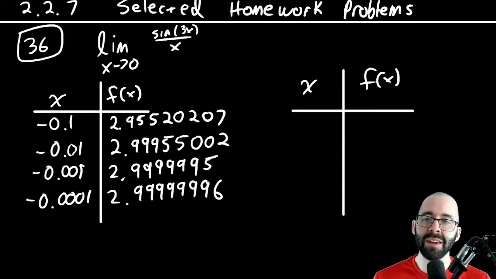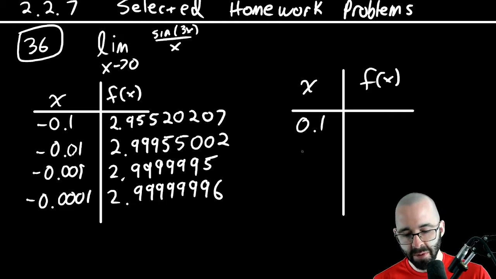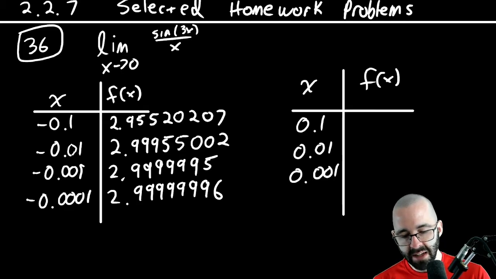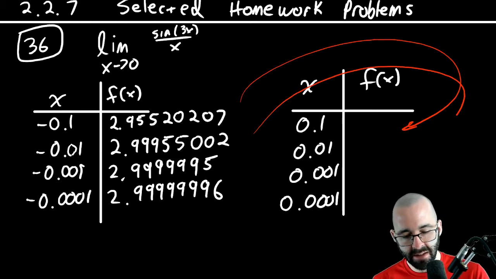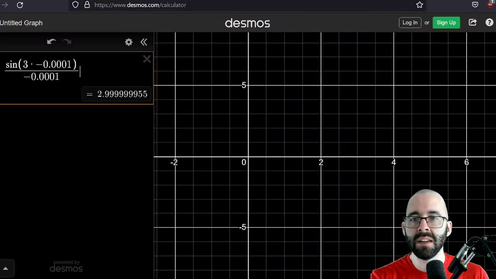So what do we think is happening from the left? As we get close to 0 from the left, it really looks like this function's going to positive 3. And you can do the same thing from the right. Again, it's an even function, so from the right, you're going to get the exact same function values. It should be the same.